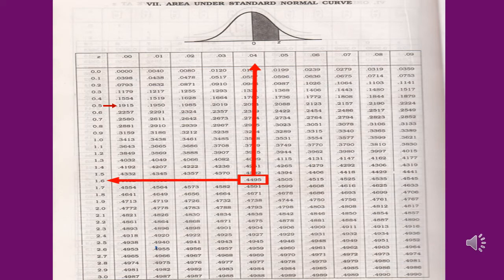Here the left corner, that column is the Z values. Then what you need to do, you need to go to the 0.5 value, that is 0.1915. That is the area under the curve from 0 to 0.5. That is the probability from 0 to 0.5. Then we can consider this minus or plus. Then the minus value we need to take, that is also 0.1915.